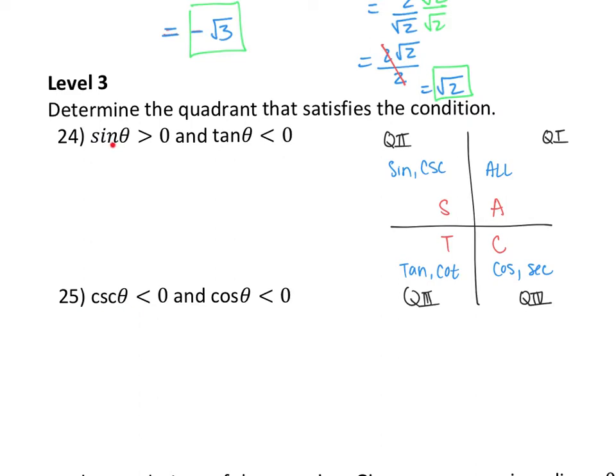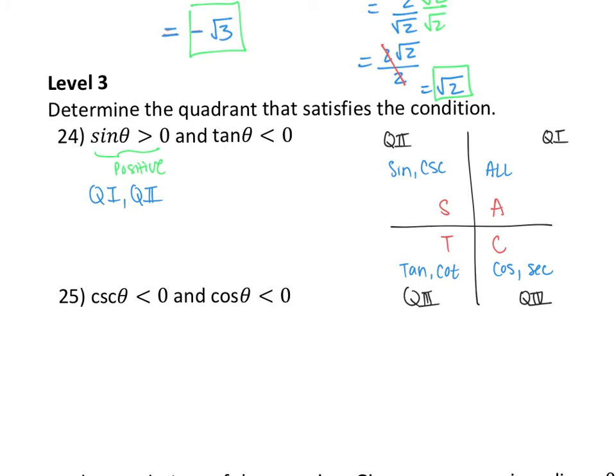So this one here says sine is greater than 0, so that means that sine is positive. And sine is positive in the first quadrant, where all of the trig functions are positive, and sine is positive in the second quadrant. So quadrant 1 and quadrant 2.